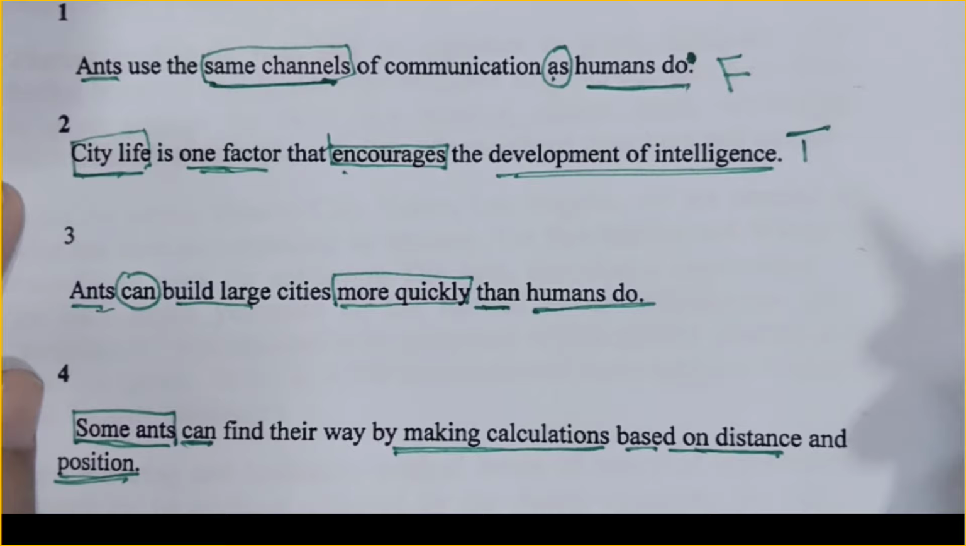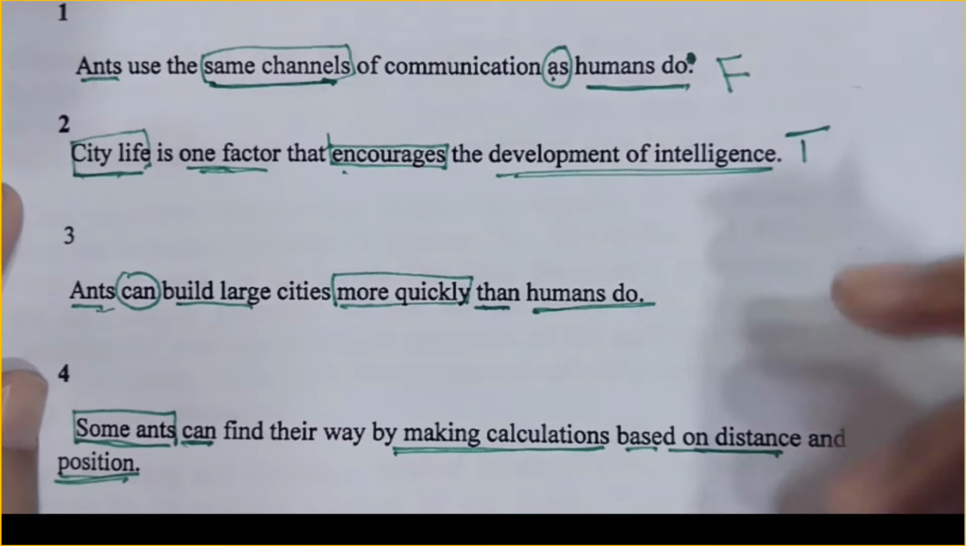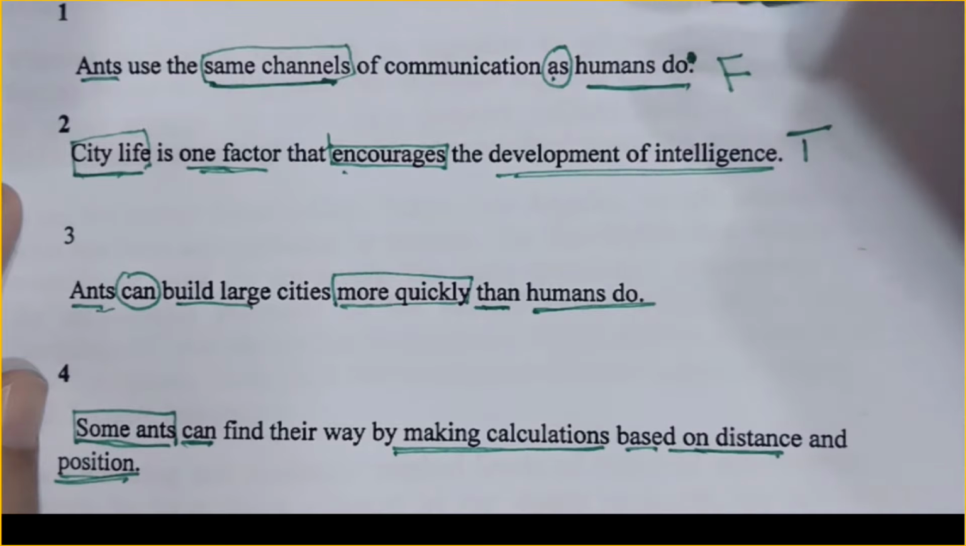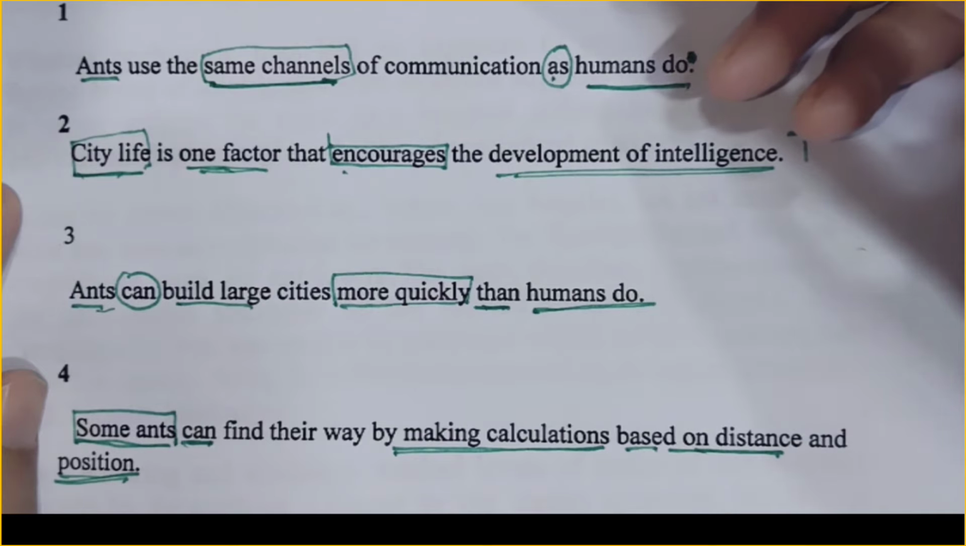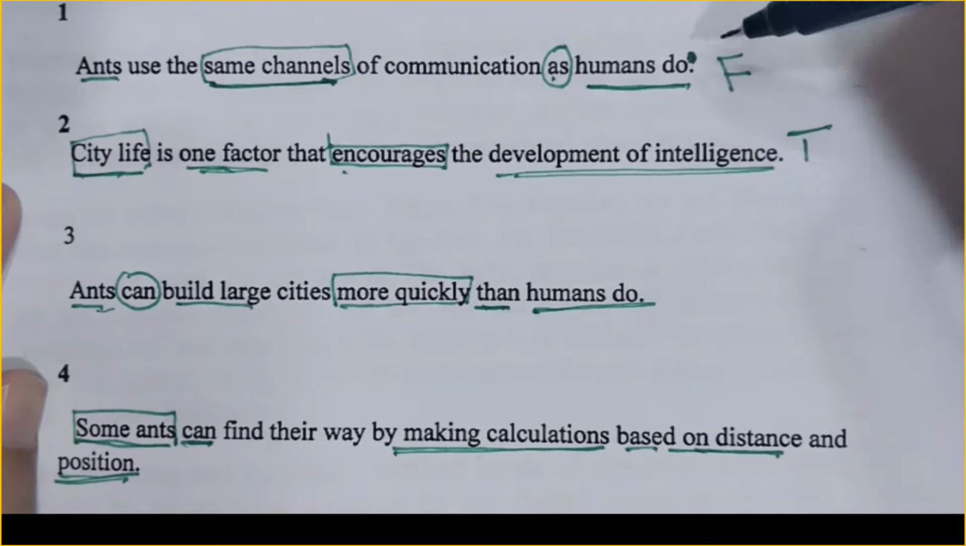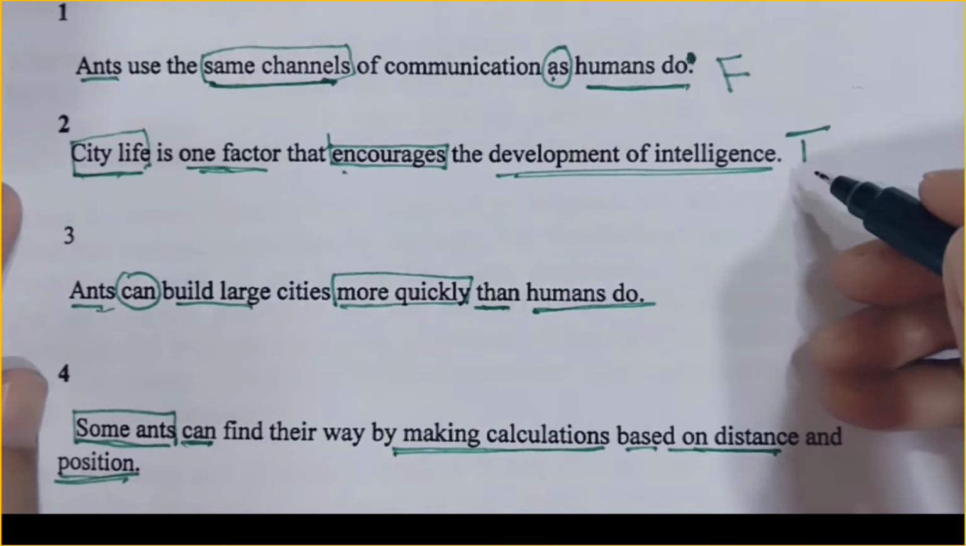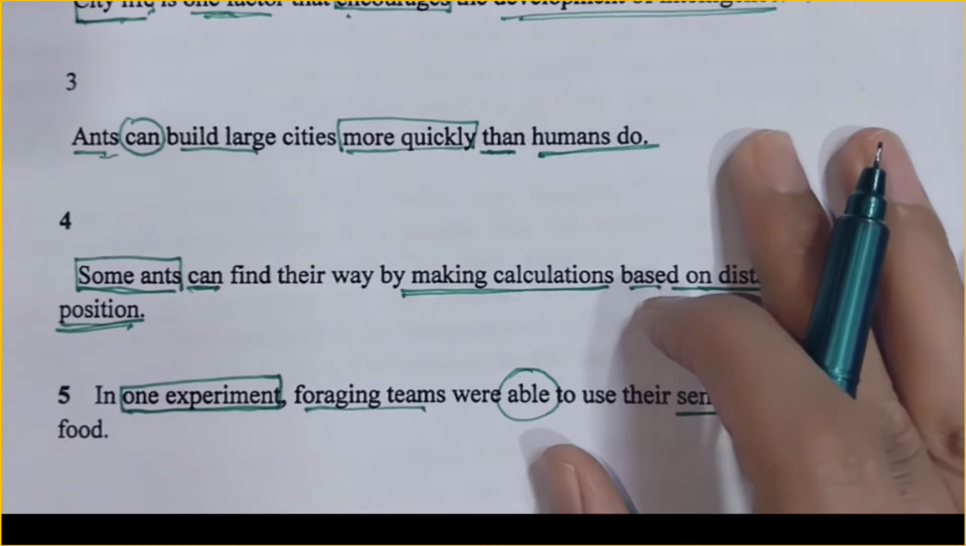So you should also try to understand why our answer is false and why our answer is true. According to the statements, if the information is not according to the information mentioned in the passage, if it is contradicting, then it is false. If it agrees with the statement in the passage, then it is true. So now we will move towards our next question.